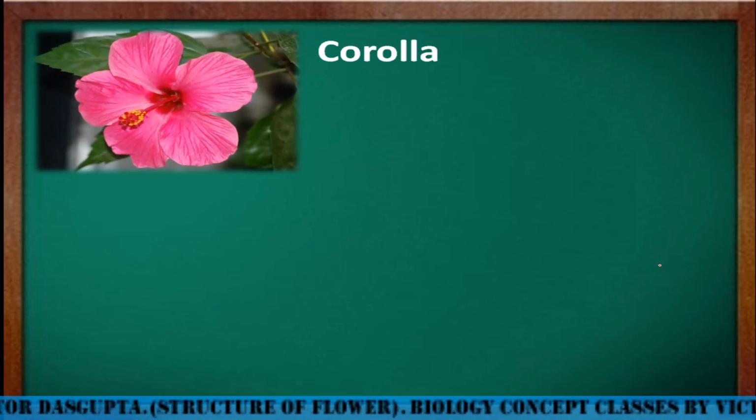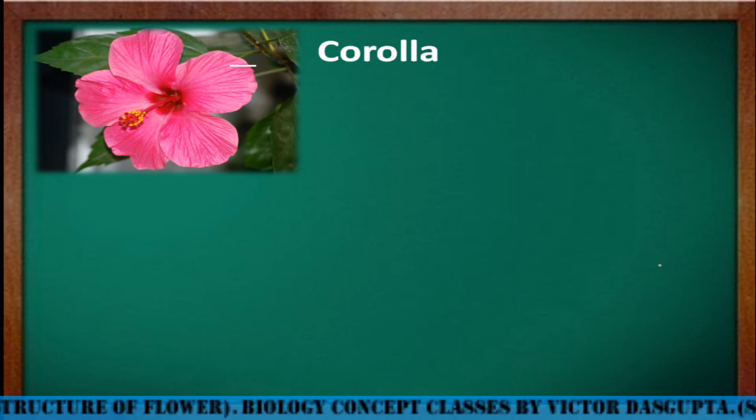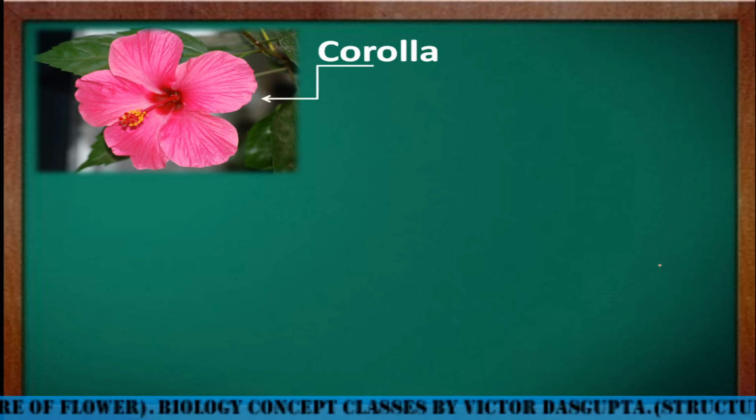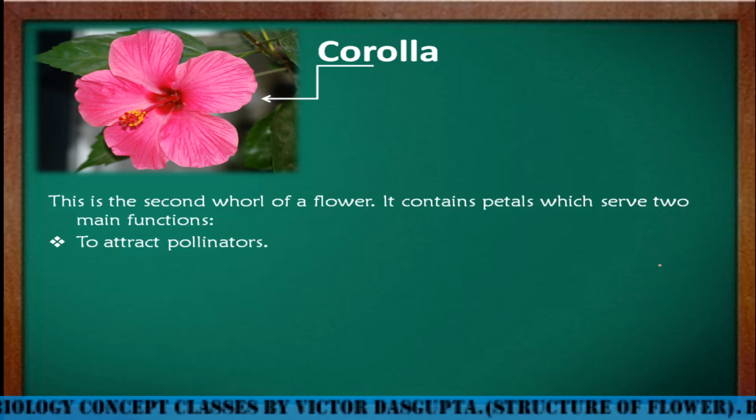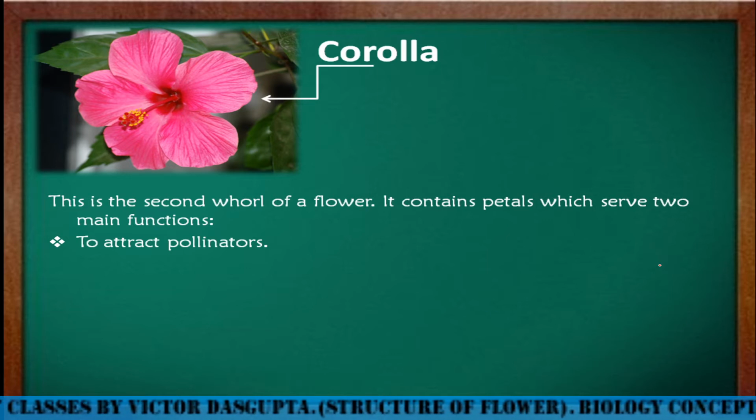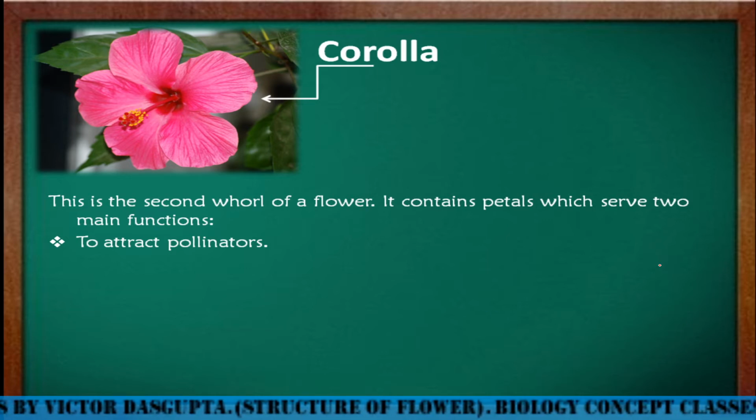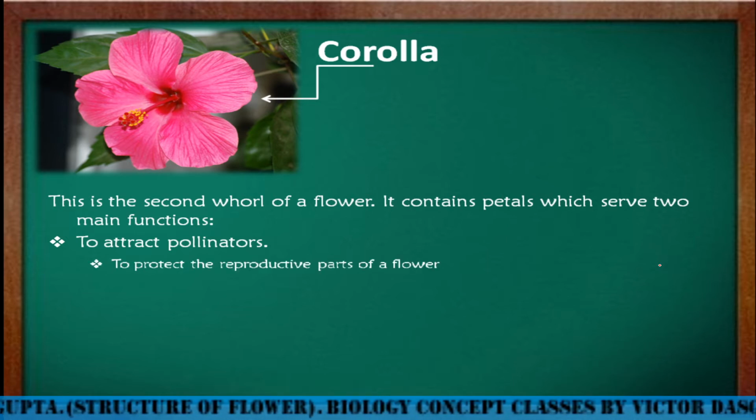Okay, here you can see a picture of a hibiscus flower. The colorful parts are called corolla. It attracts the pollinators. Actually the functions of this we will see. It attracts the pollinators. Who are the pollinators? Insects, basically insects and birds.